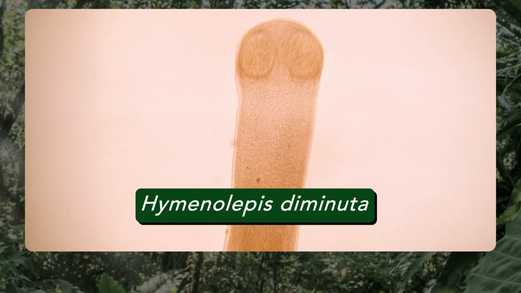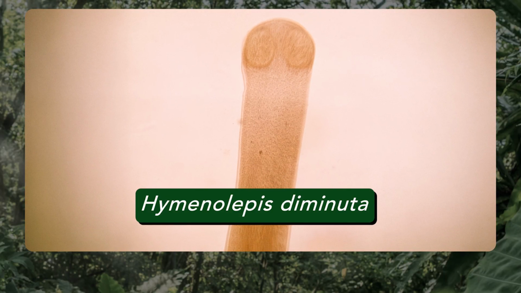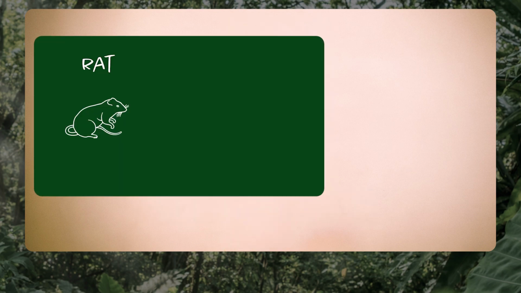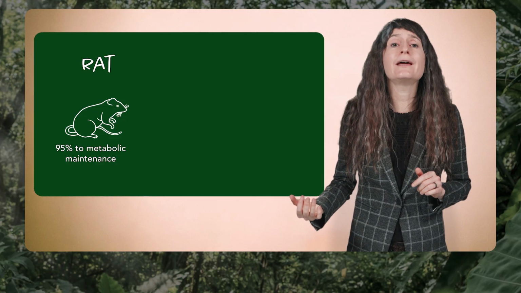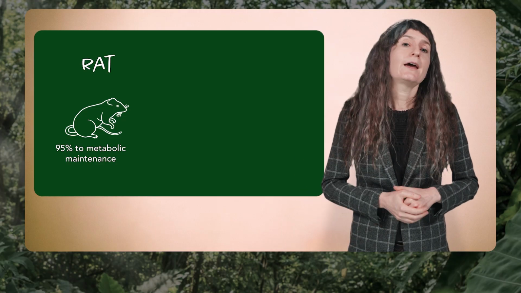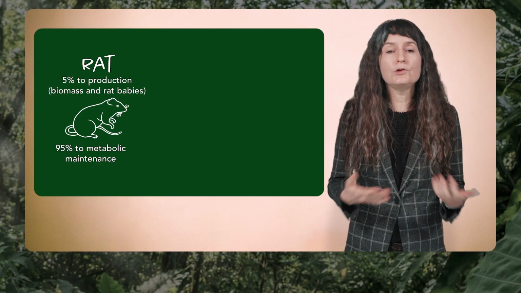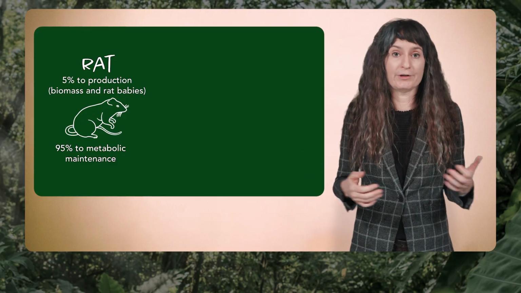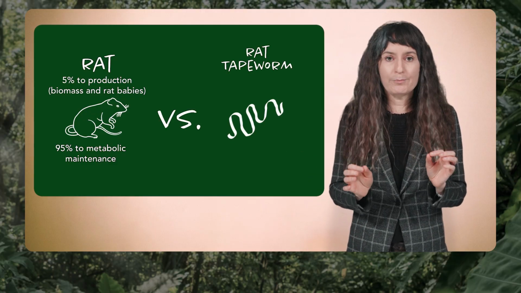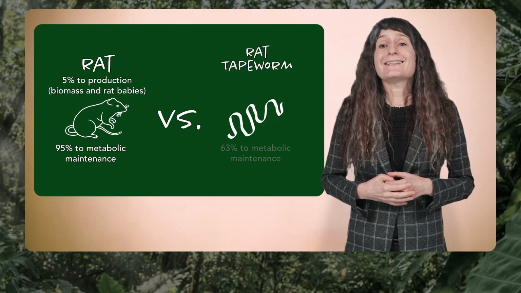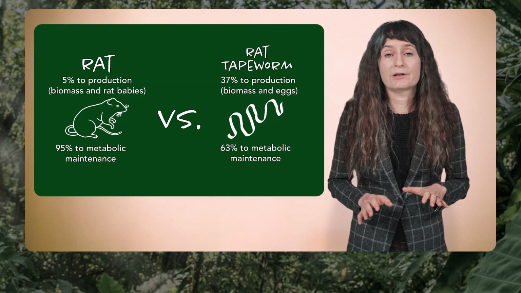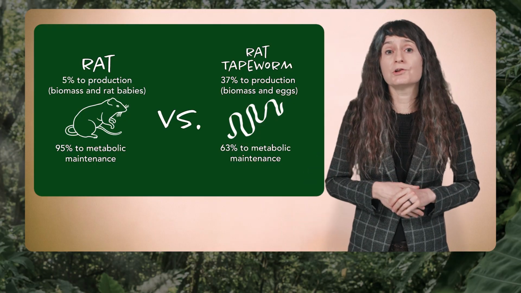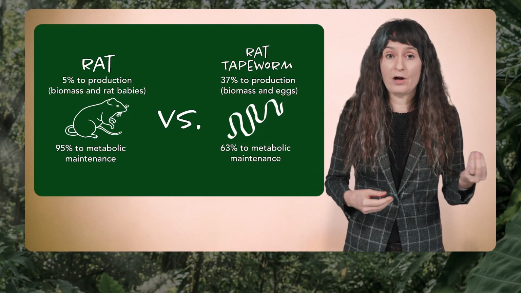Back then, we talked about Hymenolepis diminuta, the rat tapeworm. You'll remember that we discussed how the rat is super inefficient at absorbing energy, with 95% of the total energy it absorbs going to maintenance and only 5% going to the production of new rat biomass, either body growth or reproduction. Meanwhile, the rat tapeworm, infecting that rat, allocates 63% of its energy to metabolic maintenance, while 37% goes to production, showing a much more efficient conversion of absorbed food into biomass.